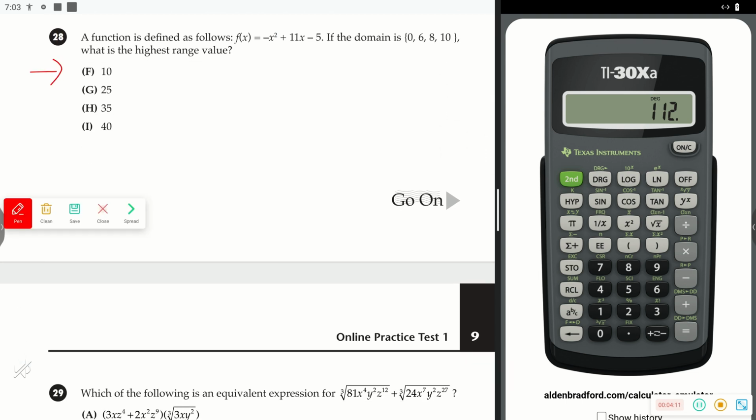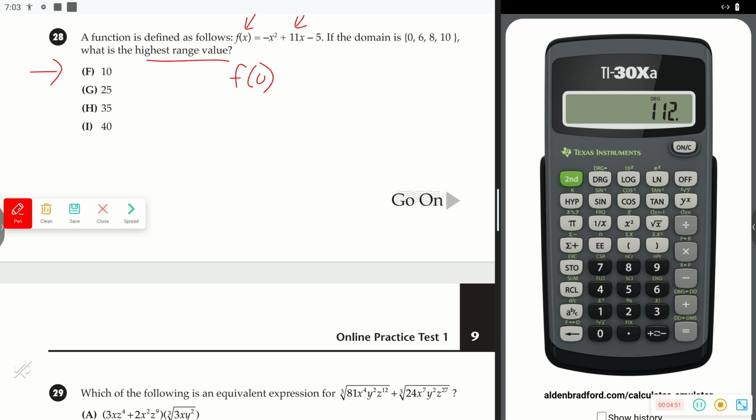All right. So for this one, it says a function is defined with the following. This is a quadratic function, and this is called functional notation. This f of x is the same as y equals this, but you actually know what the y is for a specific value of x. So it says if the domain is these possible values, what is the highest range value? The range is the possible y values. So what we actually have to do is plug all of these different x values into x and then solve for y. And whichever y value is the highest will be the answer. So let's just get to it.